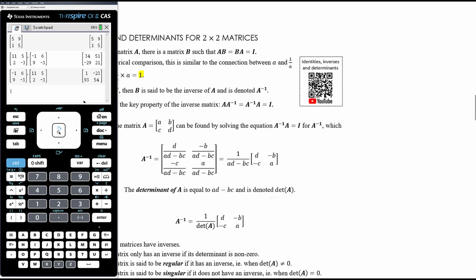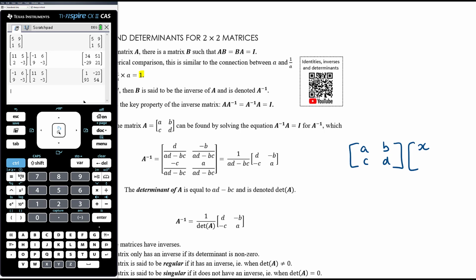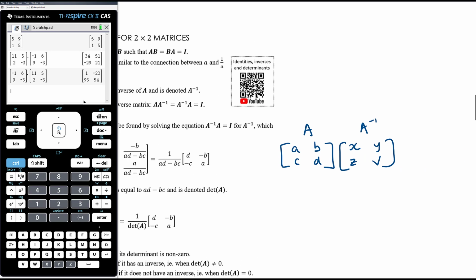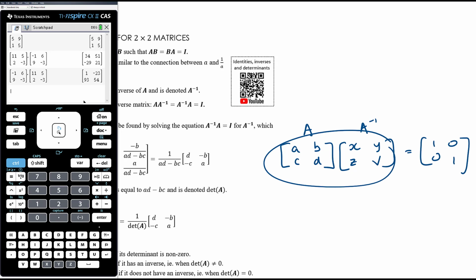Essentially, if you want to have a go, you take A, B, C, D multiplied by some unknown matrix, which is going to be the inverse. So if this is A and this is the inverse of A, X, Y, Z, V, I should probably have put those in a different order, and make that equal to the identity 1, 0, 0, 1.